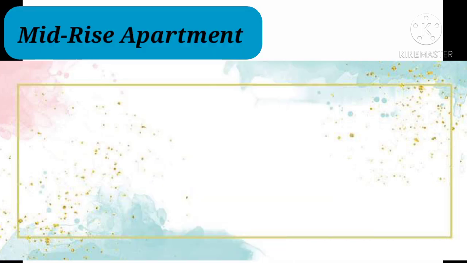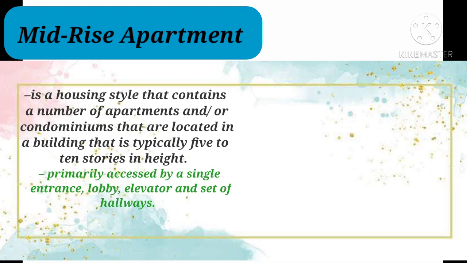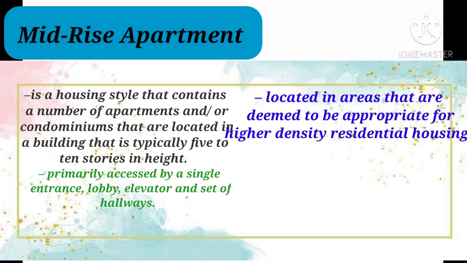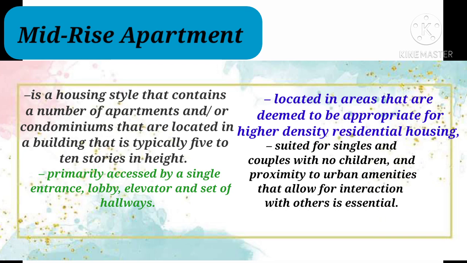A mid-rise apartment is a housing style that contains a number of apartments or condominiums that are located in a building that is typically 5 to 10 stories in height. These apartments are primarily accessed by a single entrance, lobby, elevator, and set of hallways. Mid-rises should be located in areas that are deemed to be appropriate for higher density residential housing, such as downtowns or higher density corridors of the county. The housing type is primarily suited for singles and couples with no children, and proximity to urban amenities that allow for interaction with others is essential.